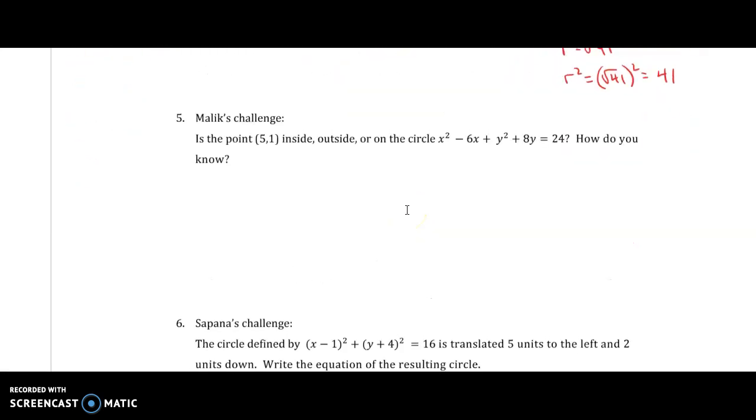Now number 5. Is the point (5, 1) inside, outside, or on the circle? The first thing I want to do is sketch a graph or find the radius and center of this circle. So right away, I'm going to rearrange that, complete the square, and put it in standard form. So x squared minus 6x plus some number, plus y squared plus 8y plus some number, equals 24.